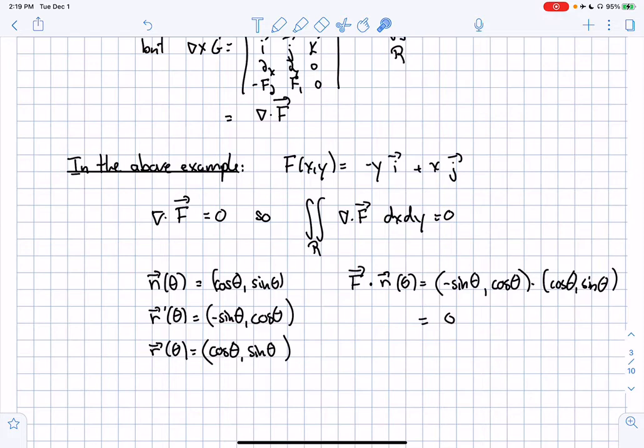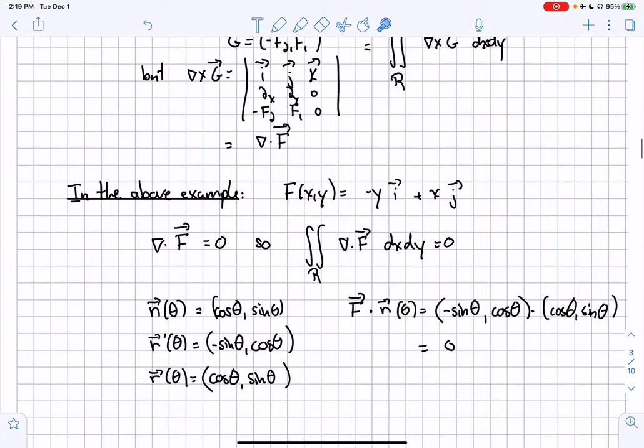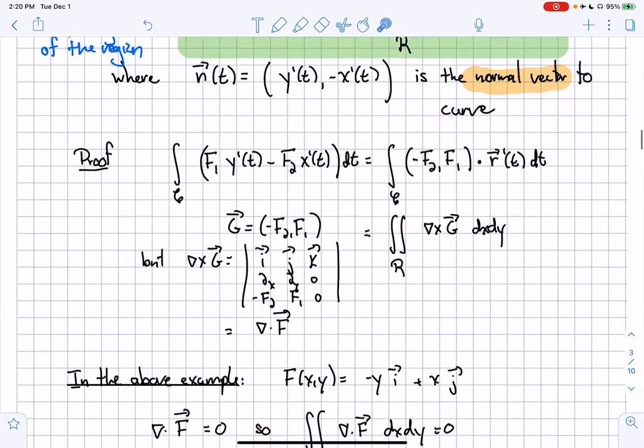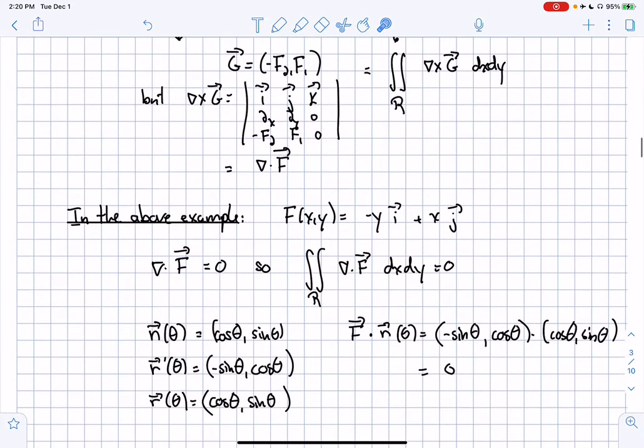Good. Now, what's the normal vector? Well, this is the position along the curve, cosine theta, sine theta. The velocity vector is the derivative of that, it's minus sine theta, cosine theta. And the normal vector, as we have here, is y prime, minus x prime. So y prime is cosine, so this is it, and minus x prime is this, so it's sine theta.